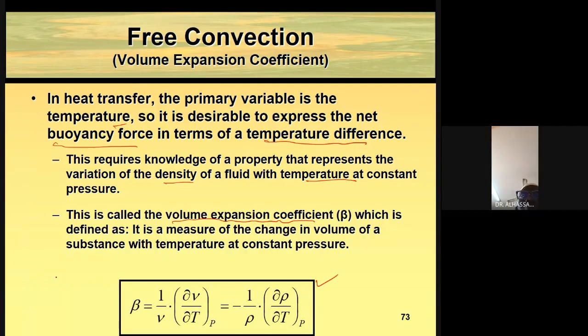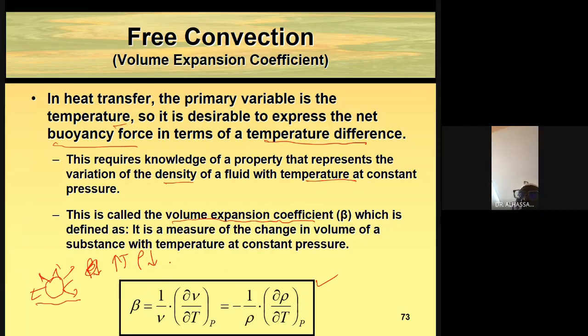I've told you, any fluid that is in contact with a hot surface will be expanding. And as the fluid expands, its density will be decreasing. Initially, the temperature of the fluid increases, and as the temperature increases, the density drops. And if the density decreases, then again, the volume, okay?